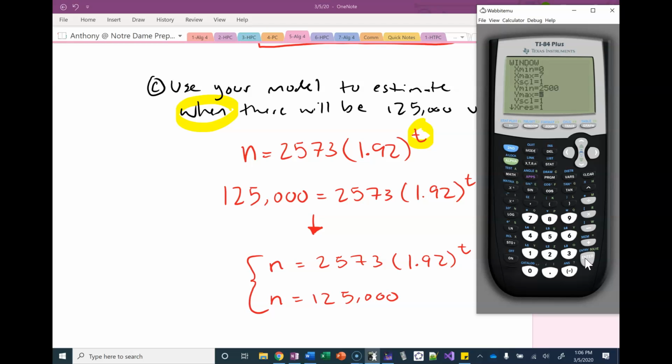And what's the most number of computer viruses we can have? Well, over 7 years, go back and look at part B. Yeah, so I'm going to round that up just in terms of making it a nicer number and put 250,000 there. Now that I have my window set, I'm going to go ahead and hit graph. So you'll see the curved line coming in now.